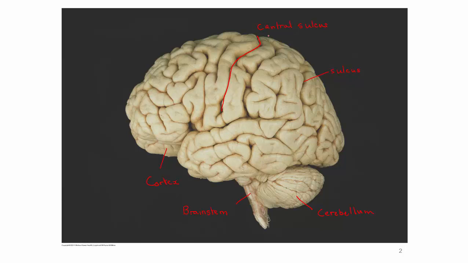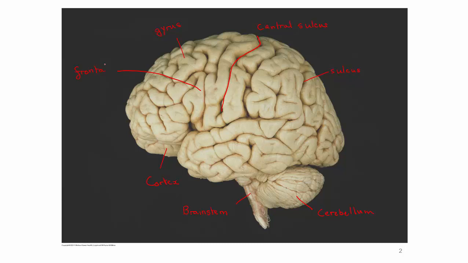A gyrus is an outward fold of the brain. So all these little outward folds that you see over here, for example, this one over here, that's a gyrus. The gyri, which is plural for a gyrus, also have various names. We're not going to name all of them, obviously. So that's the central sulcus. The central sulcus divides the brain into various lobes. So this entire lobe that is anterior is called the frontal lobe.